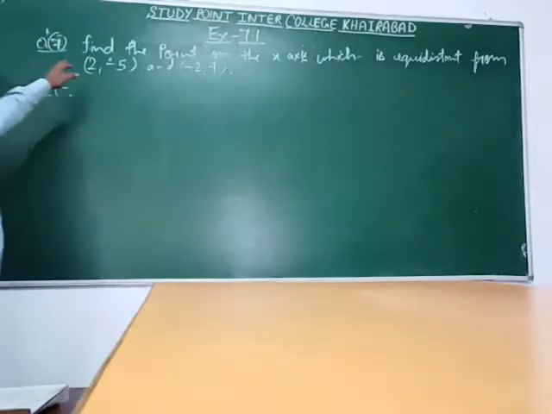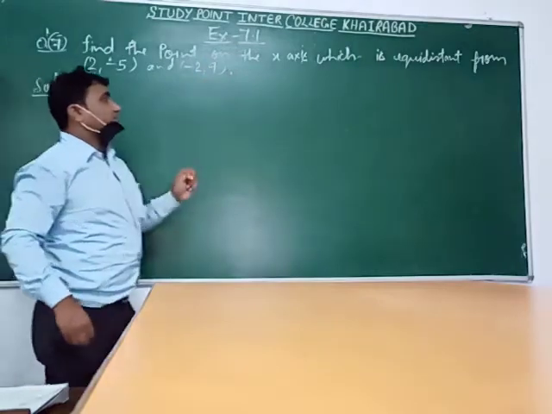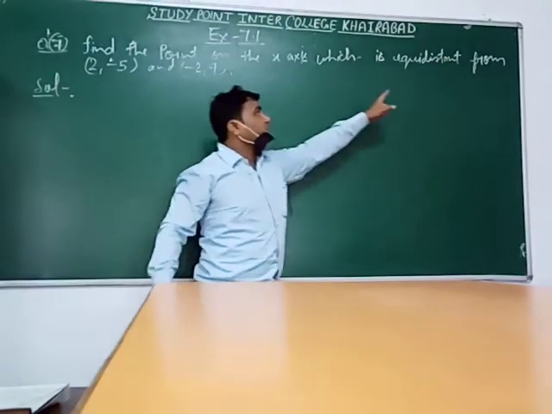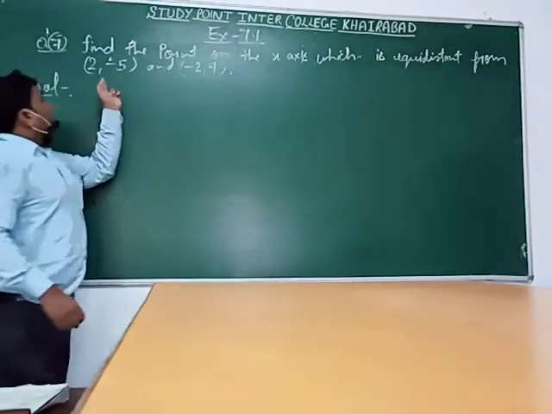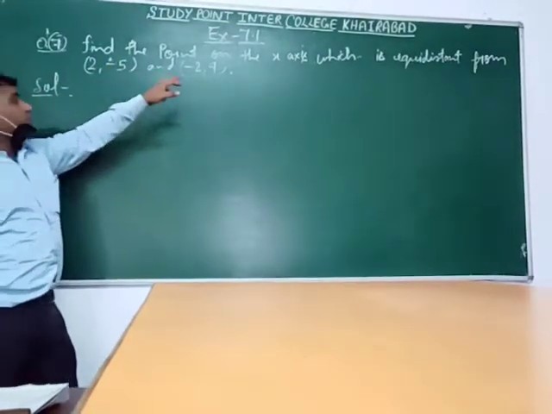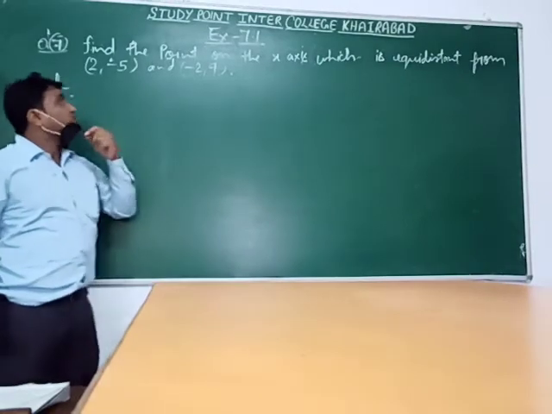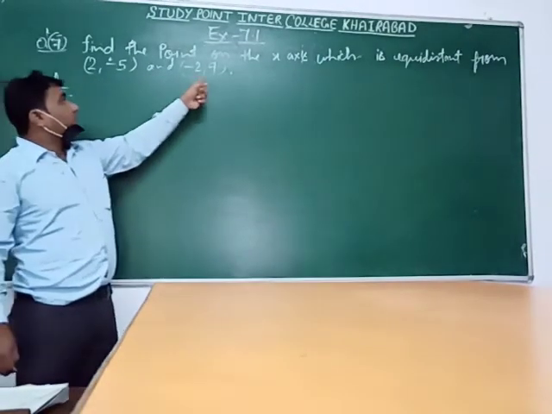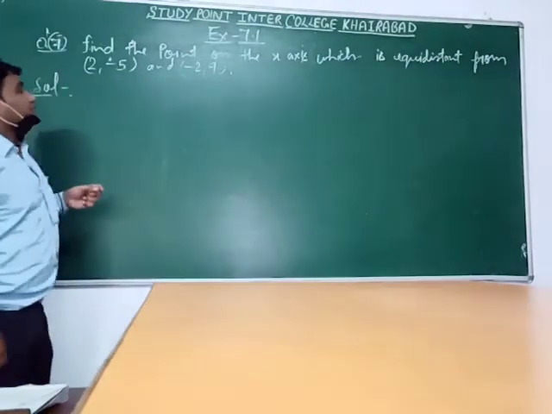Now our 7th question is: find the point on the x-axis which is equidistant from (2, -5) and (-2, 9). Find the point on the x-axis which is equidistant from (2, -5) and (-2, 9).